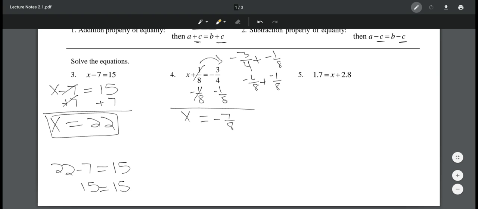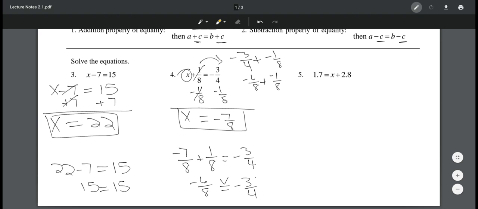Now, before I say that's my answer, I'm going to plug it back in. I'm checking my answer by plugging it back in for x. So negative 7/8 plus 1/8 equals negative 3/4? Well, they've got a common denominator, so that would be negative 6/8, and that does reduce to negative 3/4. So I would type in negative 7/8 as my answer.